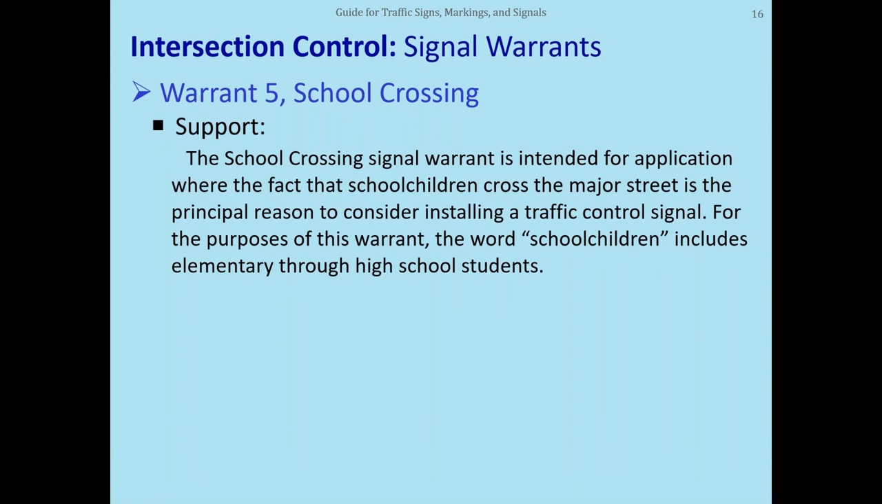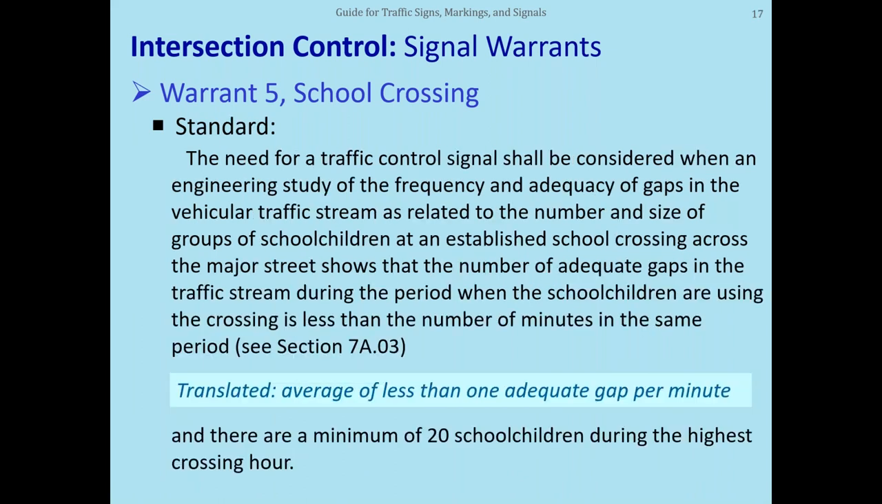One of the warrants is based on school crossing criteria. And again, this is something that remotely I'm not going to delve into deeply, but I will just skim over this. Again, with the PDF printout, you can go back and get more detail and study this more in depth. What they're looking for is, do you or do you not have adequate gaps in the through traffic in which the school children can cross? If you average less than one adequate gap per minute, then they're saying that's an indication you may warrant a signal.